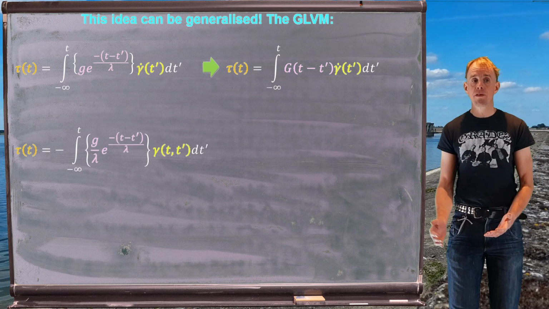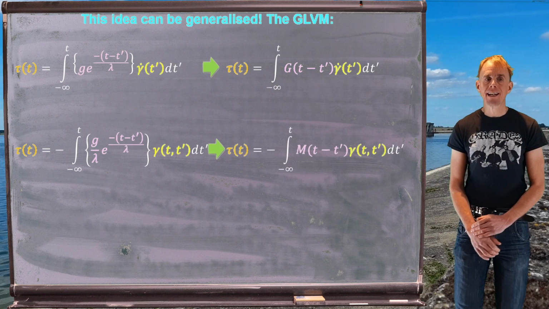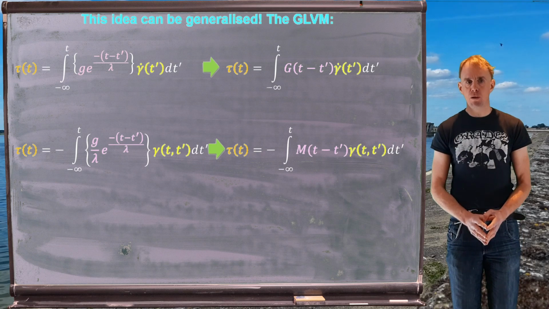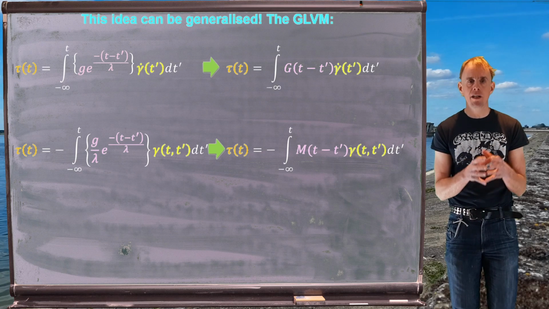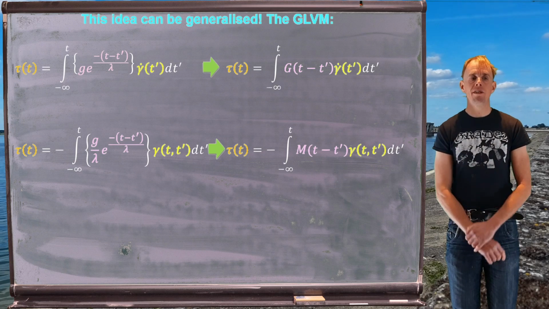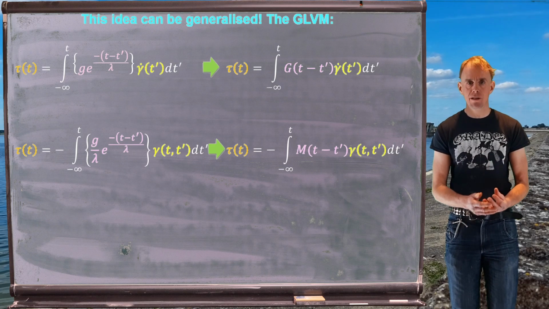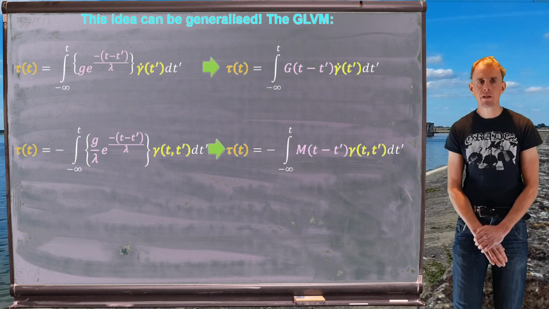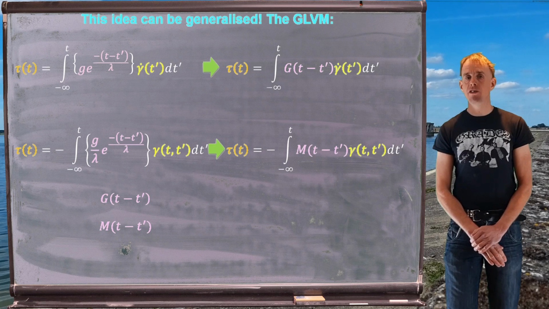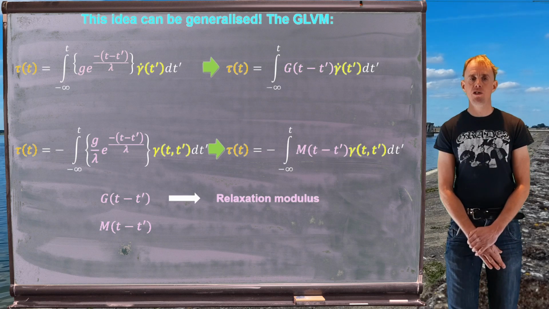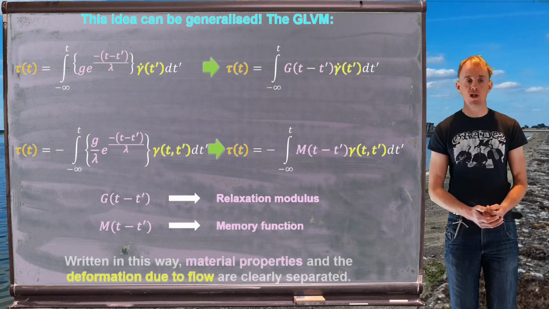We can also do the same thing with our integral expression with respect to path strain. And the way we write that is we now have big M of t dashed, where big M of t dashed again simply is another way of phrasing the properties that are inside the curly braces on the left-hand side there. So it's everything to do with the material, nothing to do with the flow. Now, big G and big M have names. Big G of t minus t dashed is called our relaxation modulus. Big M of t minus t dashed is called a memory function.